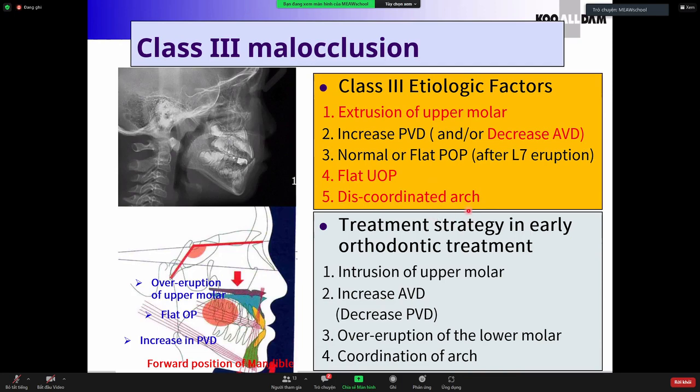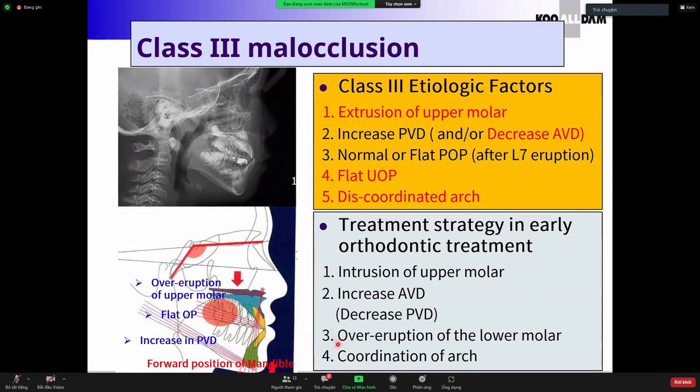So how can we treat class 3 malocclusion with early orthodontic treatment? First, intrusion of the upper molar. Second, increase anterior vertical dimension. Decreasing posterior vertical dimension is not easy through orthodontic treatment. Surgery can help to decrease posterior vertical dimension. However, increasing anterior vertical dimension is possible in class 3 malocclusion.